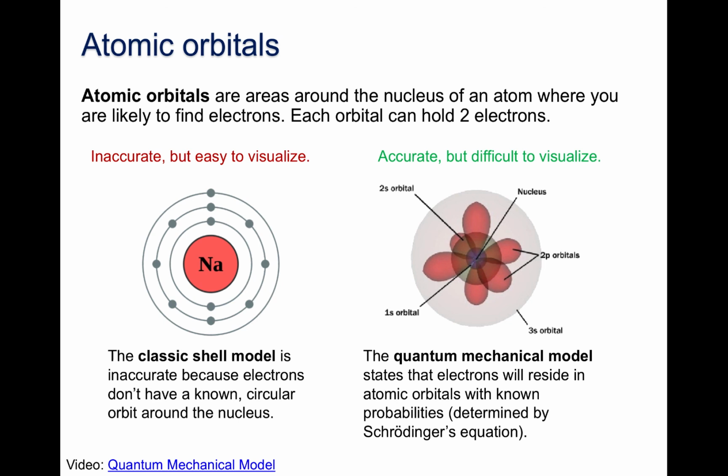of the energy levels. For instance, there are 2 electrons in energy level 1, 8 in energy level 2, and 1 in energy level 3 for a sodium atom. However, we use a more accurate model, the quantum mechanical model, shown here on the right, which is accurate, but it's difficult to visualize exactly where these electrons are. And the quantum mechanical model was founded based on Schrödinger's equation, and each of the electrons will reside in these orbitals based on certain probabilities.